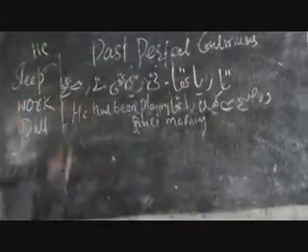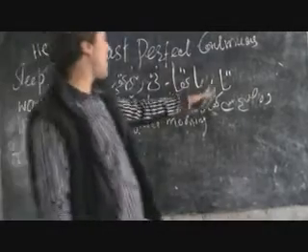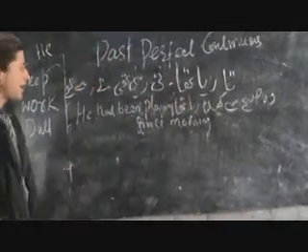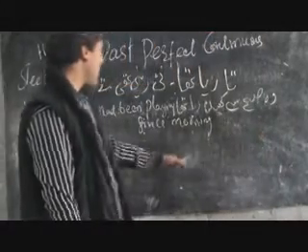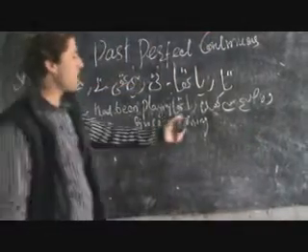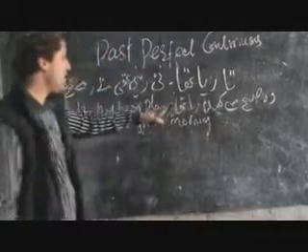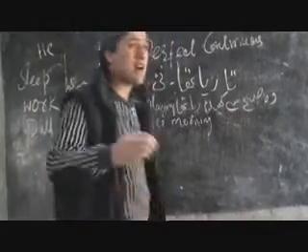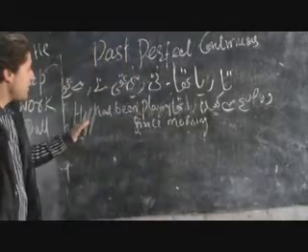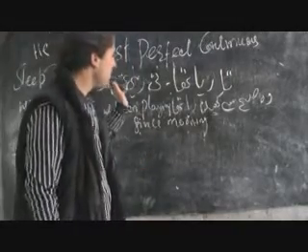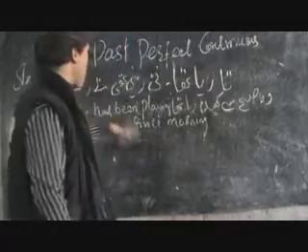We can say, in place of he, now they. We can say they had been working since morning. They had not been working since morning. Had they been working since morning? Had they not been working since morning? So this was the exercise there.